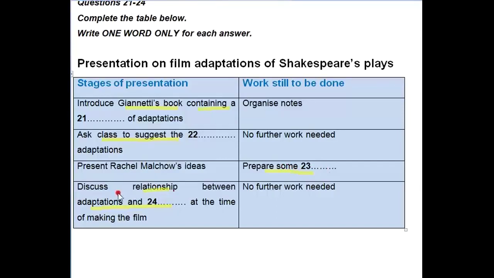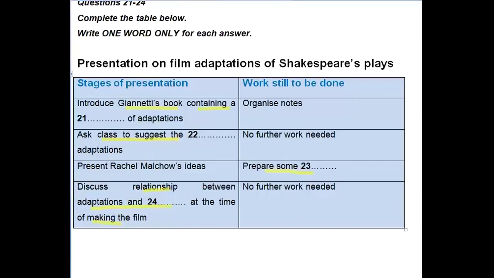Now you will immediately see what I have to fill in: further relationship between adaptation and what. Various films relate to what she says. That should encourage discussion. Next, I want to say something about how plays may be chosen for adaptation because they're concerned with issues of the time when the film is made.